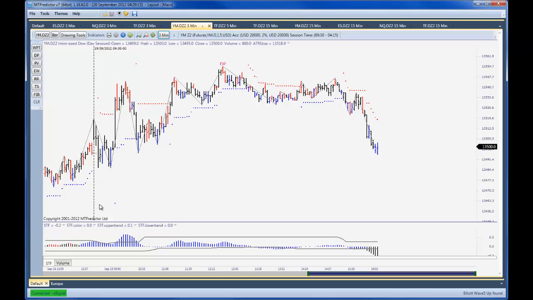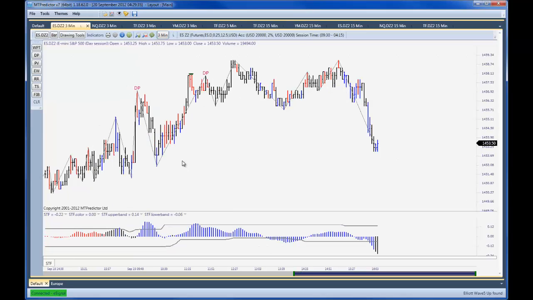First of all, if we look at the standard and automatic trade setups, you can see on this 3-minute YM chart we had a DP sell, but this was against a blue STF. So standard traders would have ignored this. But I'm going to come back and have a more detailed look at this for the advanced traders among you later in the video.